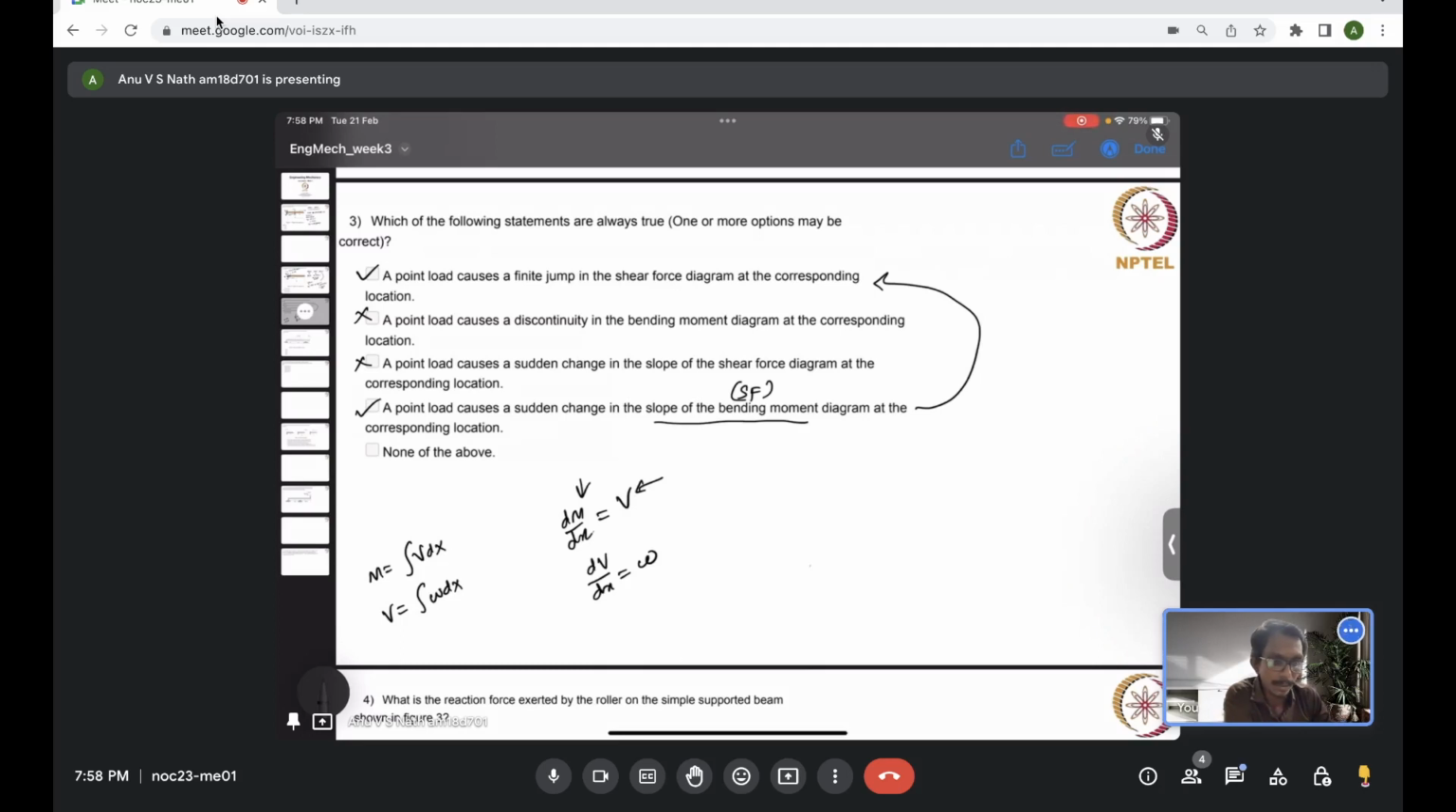Are there any questions in this particular section? So you just need to remember this. A point load causes a jump in the shear force diagram, but that will not affect the bending moment diagram. I mean, there won't be a sudden jump, there will be a slope change. But a point moment will not affect the shear force diagram. It will affect the bending moment diagram. There will be a sudden change in the bending moment diagram due to a point moment. So these are the two things you need to remember.